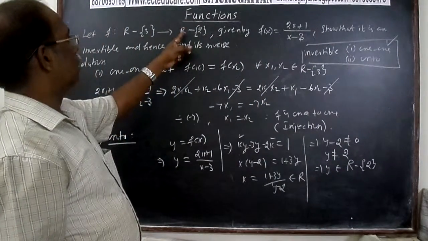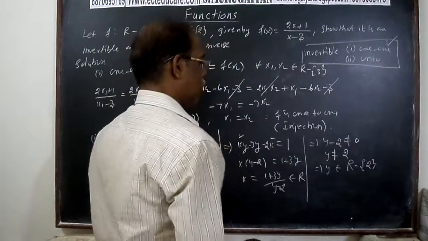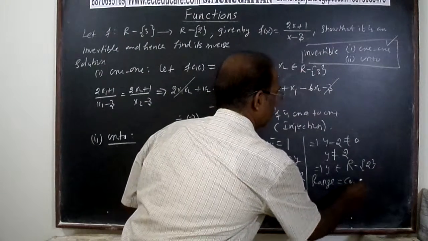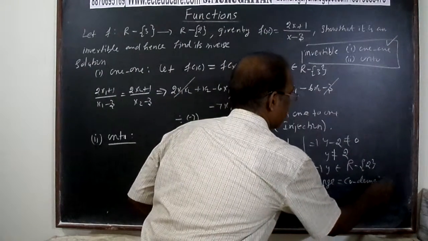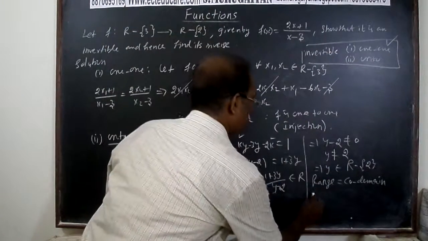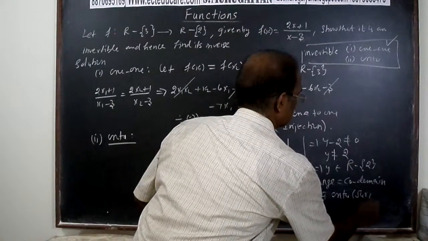Now look at the question. R minus {2} is the codomain. Here we have got R minus {2} as the range. Now conclude: range and codomain are equal. So whenever range and codomain are equal, the function is always onto, or a surjection.